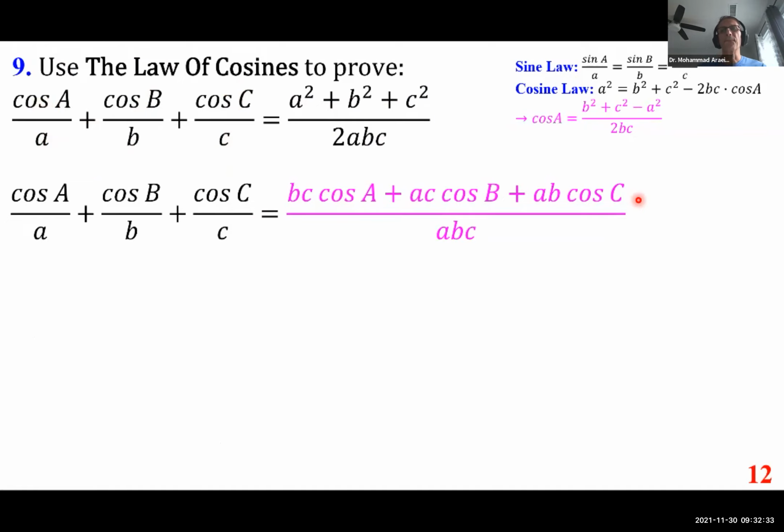Now, notice if you go back to this line, if you ignore the -2, you have BC cosine A. Do you see BC cosine A? So if I were to solve this, I would take B squared to the other side: A squared minus B squared minus C squared divided by -2. So that's the first one, and you can see the rest.